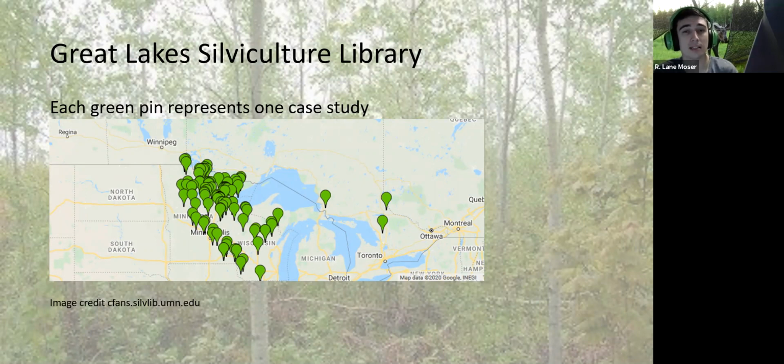Unlike replicated studies designed for peer-reviewed literature, entries to the Silviculture Library can best be described as case studies. Each individual entry represents a location or potentially a series of locations where a treatment was implemented and the subsequent outcomes are documented.